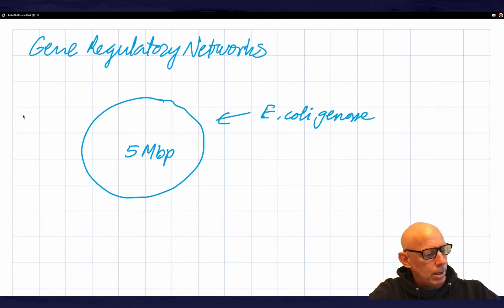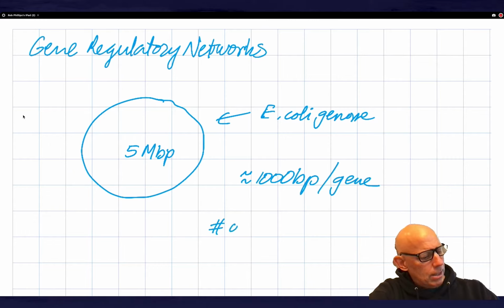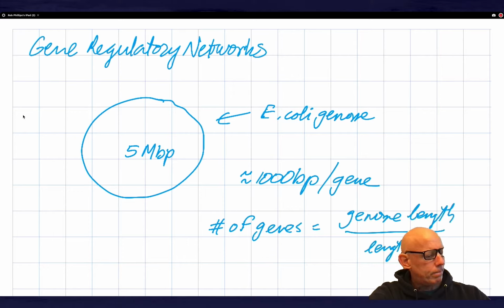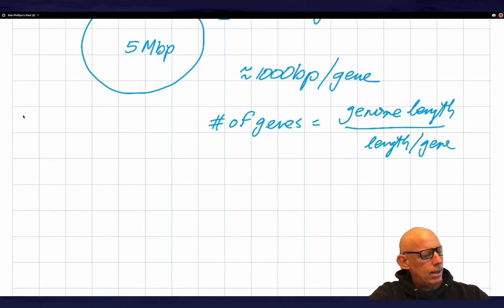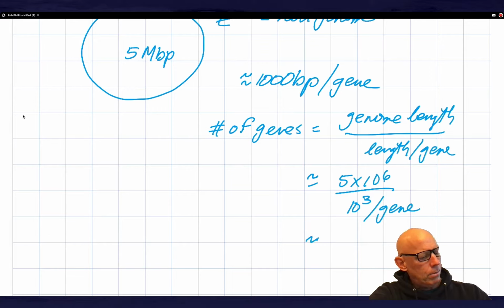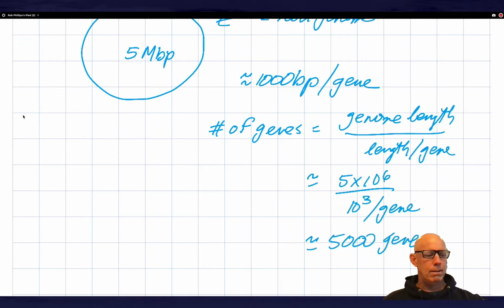And this genome, the way that I would think of it, and I think we talked about this earlier in the course, is if I have roughly 1,000 base pairs per gene, then the number of genes, at least in the case of a bacterium, is going to be estimated as genome length divided by length per gene, which in our case will be something like 5 times 10 to the 6 divided by 10 to the 3 per gene, which gives me on the order of 5,000 genes. That's an overestimate, but that's the essence of the idea.